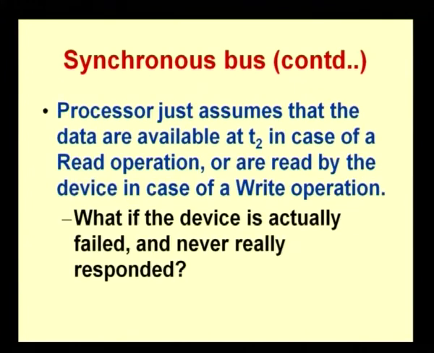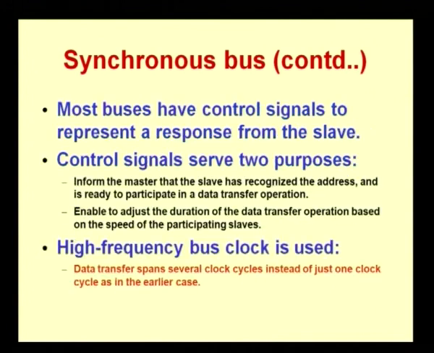The second thing to keep in mind is that what we have looked at right now assumes that the data becomes available, whether it is a read or a write operation, and the slave device is responding to it immediately. But it is possible that the device could actually have failed and never responded. In these cases, what do we do? We use some additional control signals. Most buses will have some additional control signals to represent a response from the slave, and the same control signal can be used for both purposes.